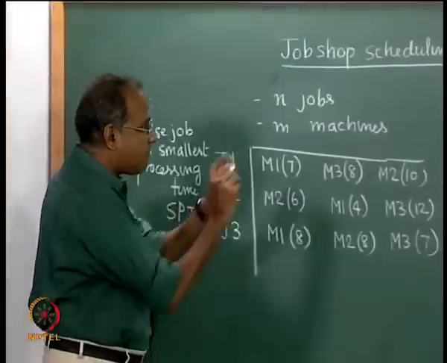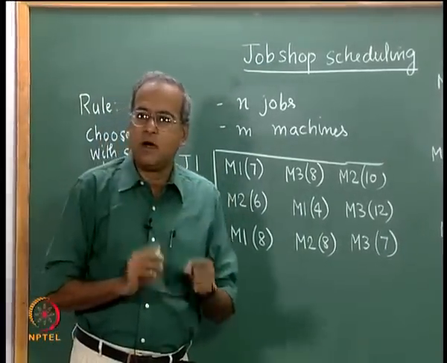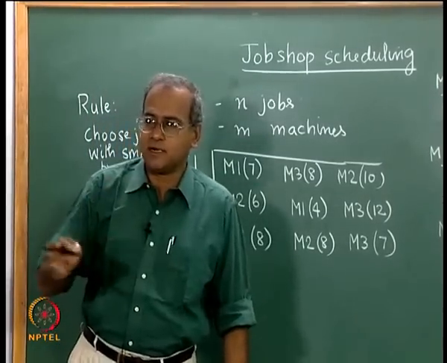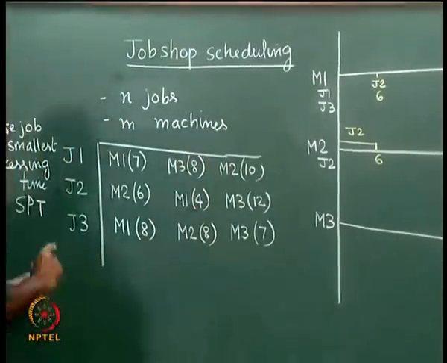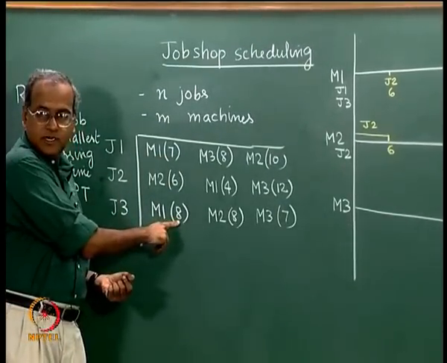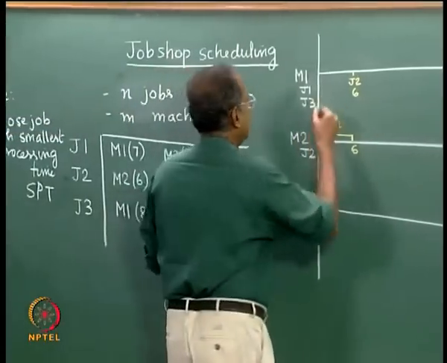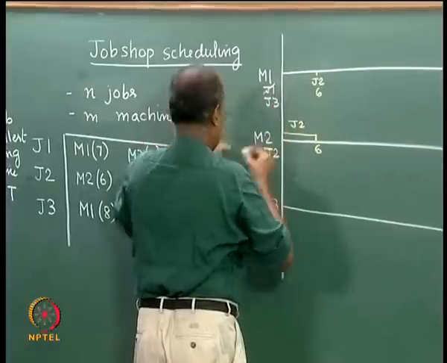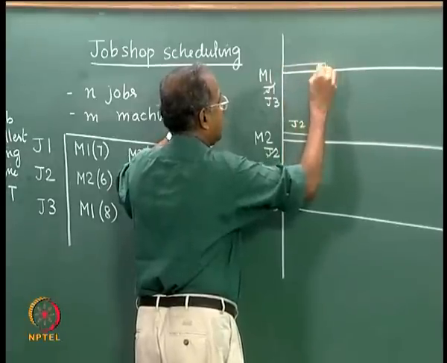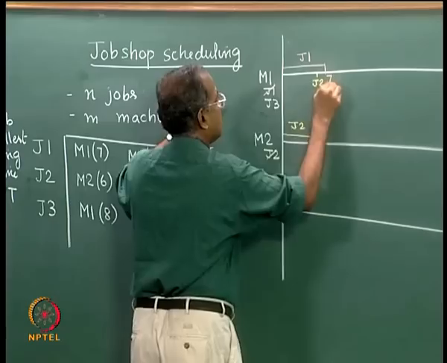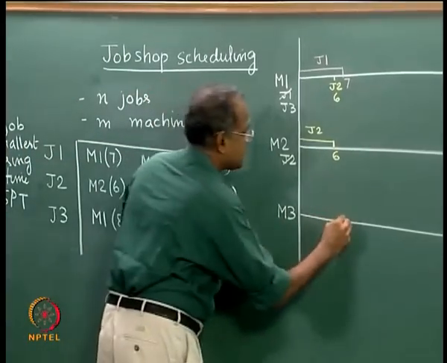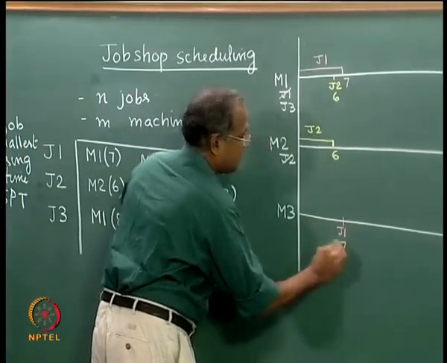Let us assume that if we have to choose between 2 jobs or among a set of jobs that are waiting, we would pick a job which has the smallest processing time. So, between J1 and J3 here, J1 requires 7 units of time, J3 requires 8 units of time. So, we choose J1. J1 will start at 0, finish at time equal to 7, and at time equal to 7 it will move to M3. So, it will come here.